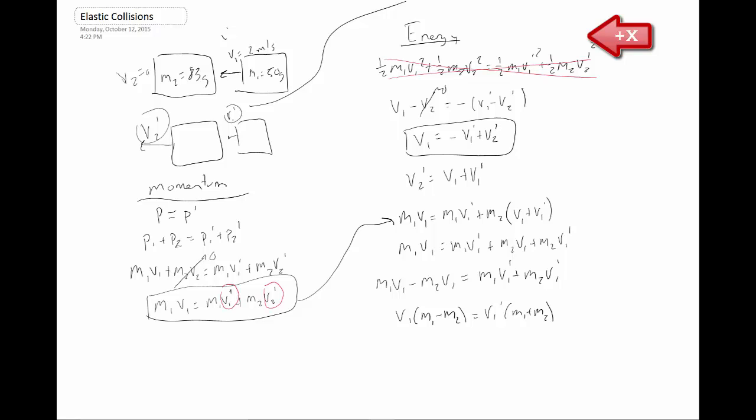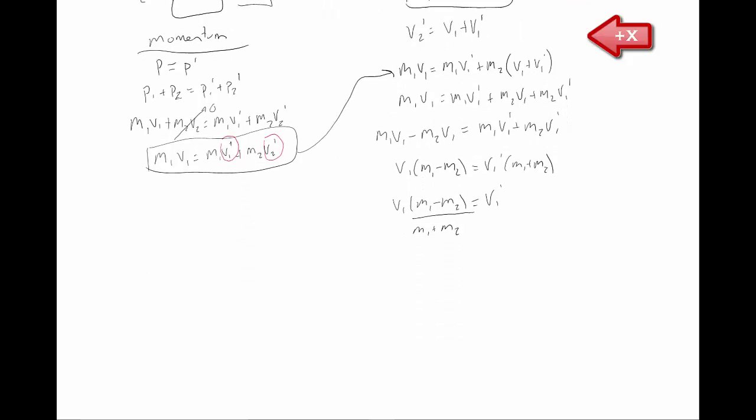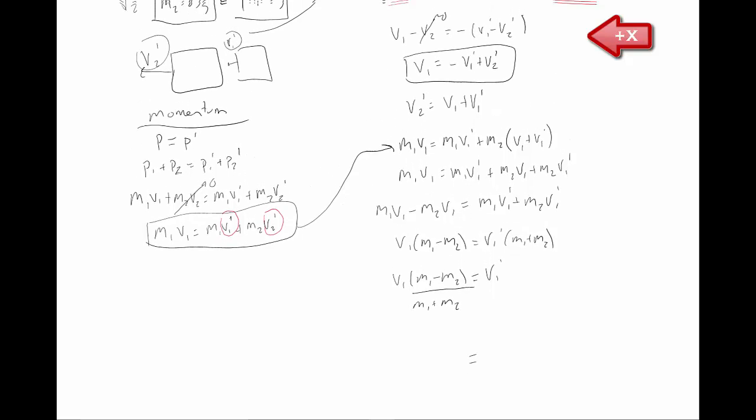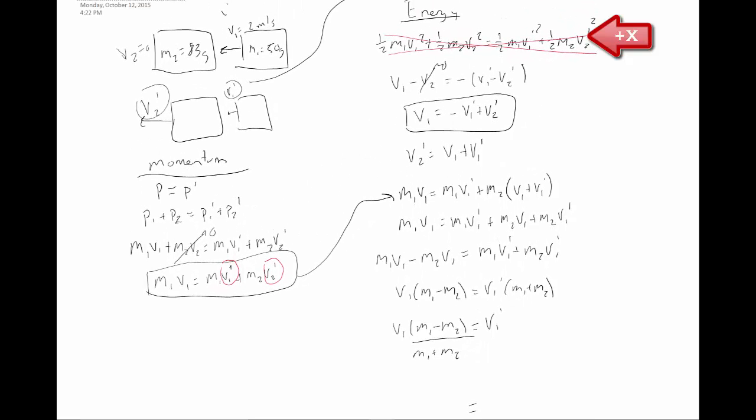And then solving for V1 prime, which is one of the things we're interested in, we just get V1 times (M1 minus M2) divided by (M1 plus M2), which seems complicated, but it's all just some ugly math. But that's actually our answer. We can go ahead and plug in our numbers.